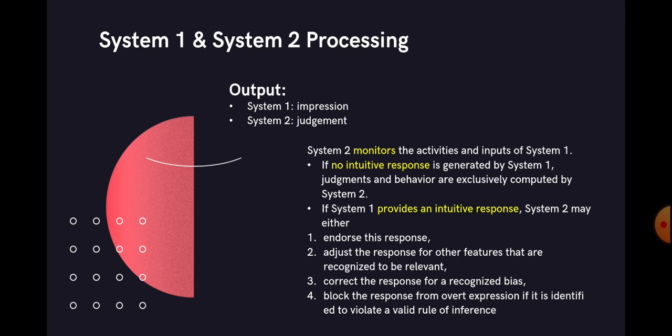And then the third one, it can correct the response for a recognized bias. So if our initial intuition is biased, and then when we think about it further using System 2 we recognize that there is a bias, then System 2 will correct the response. And the last one, it can also block the response from overt expression if it is identified to violate a valid rule of inference.